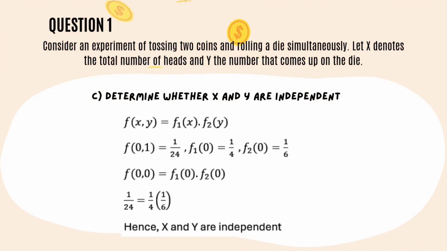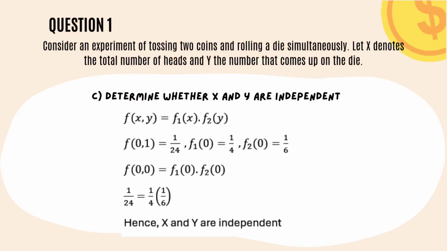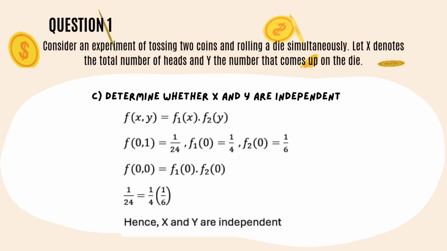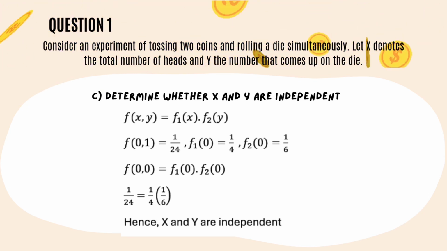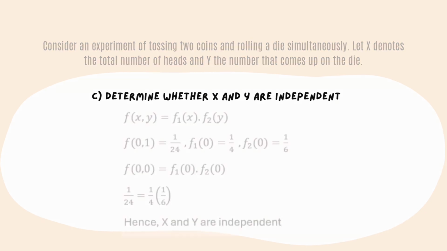Okay, for the next question C, determine whether X and Y are independent. So we just use the formula which is fxy equal to fx multiplied by fy. So for f01 is equal to 1/24, f0 is equal to 1/4, f20 is equal to 1/6. So f00 is equal to f0 multiplied by f20. So we get 1/24 equal to 1/4 multiplied by 1/6. Hence, Y and X are independent.